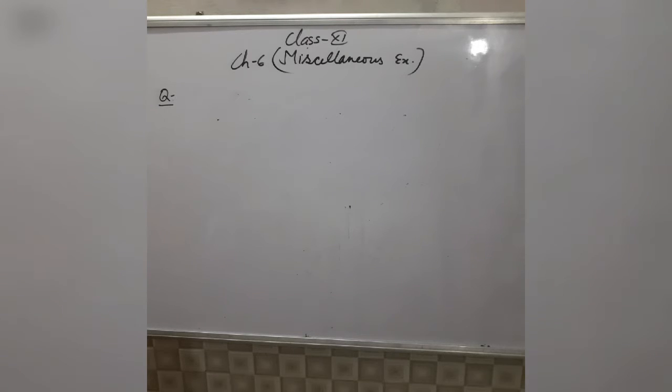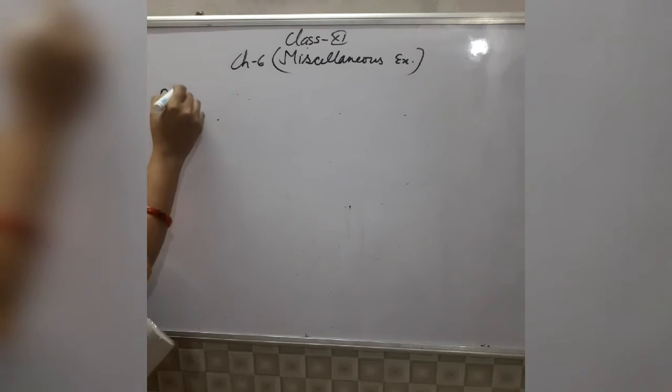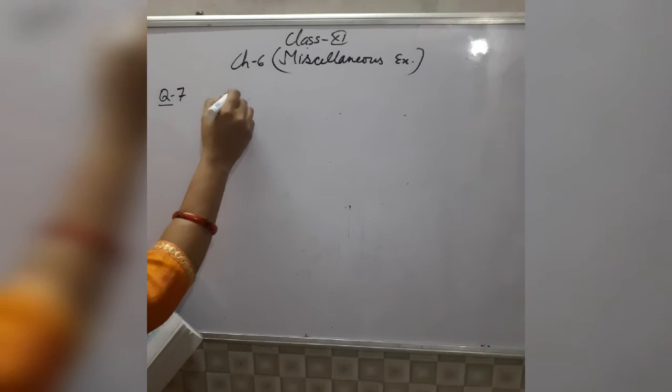Yes, today we will continue the miscellaneous exercise of chapter 6. I hope all of you have done up to question number 6. Now see questions 7 to 10. In question number 7, we have to solve the linear inequality and represent the solution graphically on the number line. On the number line means we will represent the solution on the real number line.